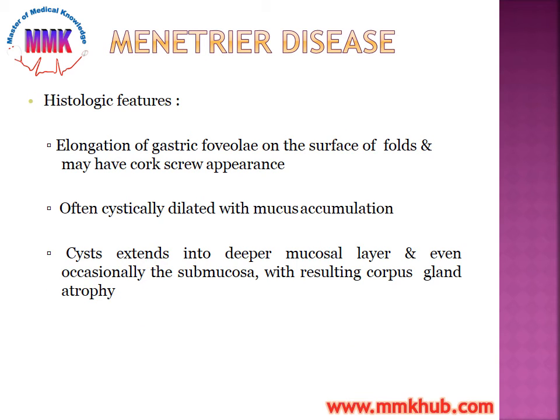Histological features include elongation of the gastric foveolae on the surface of the folds, which may have a corkscrew appearance. Often cystically dilated with mucus accumulation, and the cysts extend into the deeper mucosa and even occasionally the submucosa, with resultant corpus gland atrophy.